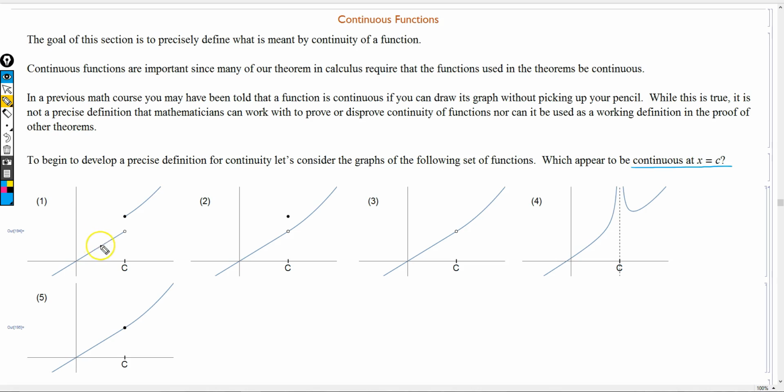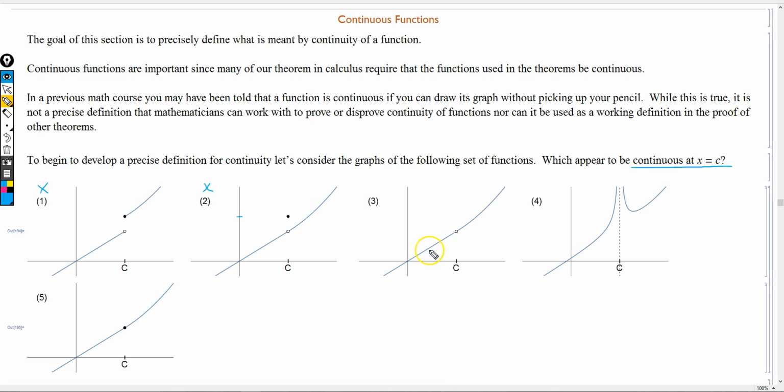So for number 1 here, notice if I try to draw the graph, I actually have to pick up the pencil and then move up to the black dot here and continue on. So this one does not look like it should be continuous at x equaling c. Number 2, same thing, I have to draw the graph here, and then I have to pick up my pencil, put that little black dot there. That's actually f of c right there on the y-axis if you move over. Then come back down and continue. So no, that one doesn't look like it should be continuous.